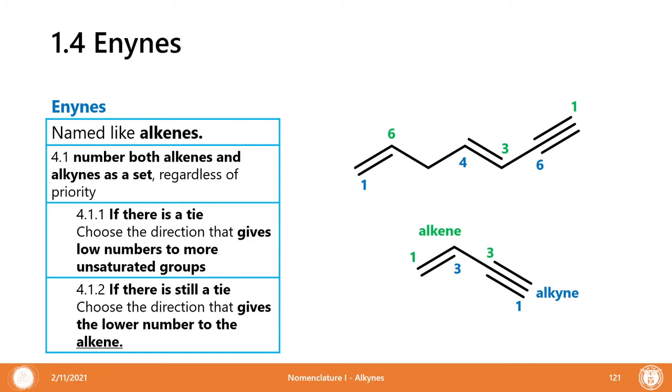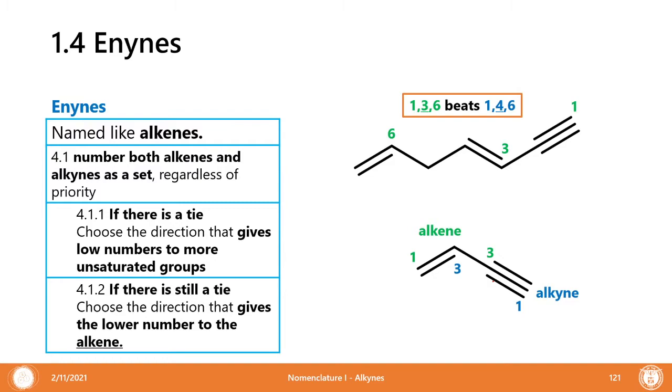If there is a tie, this is a first tie example. If there is a tie between both of these directions, the green and the blue direction, we will treat it much like how we treat substituents. So we look at the whole set and see which number set gives us the lower numbers. So 1,3,6 beats 1,4,6, and so we will choose the green direction.